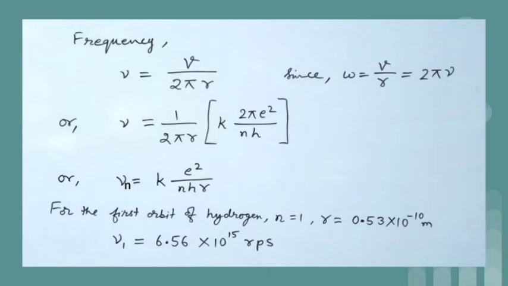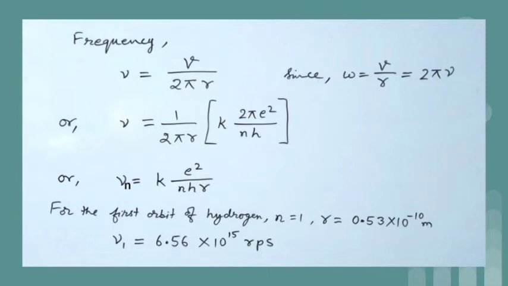Since omega is equal to v by r, which is equal to 2 pi nu, substituting the expression for v, nu becomes equal to 1 by 2 pi r into k times 2 pi e square by nh, or nu n is equal to k into e square by nhr.